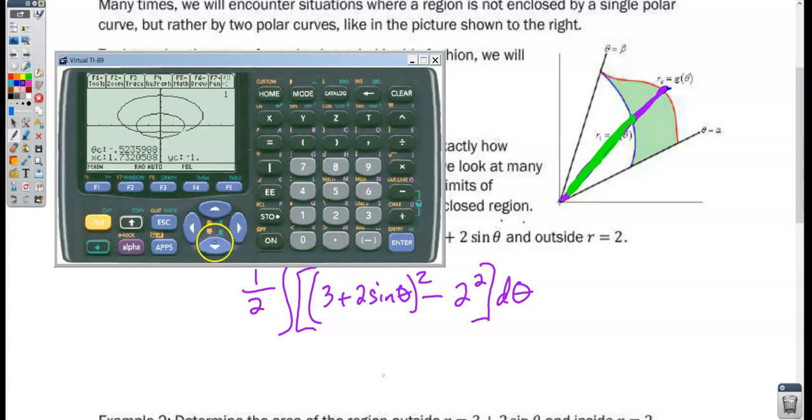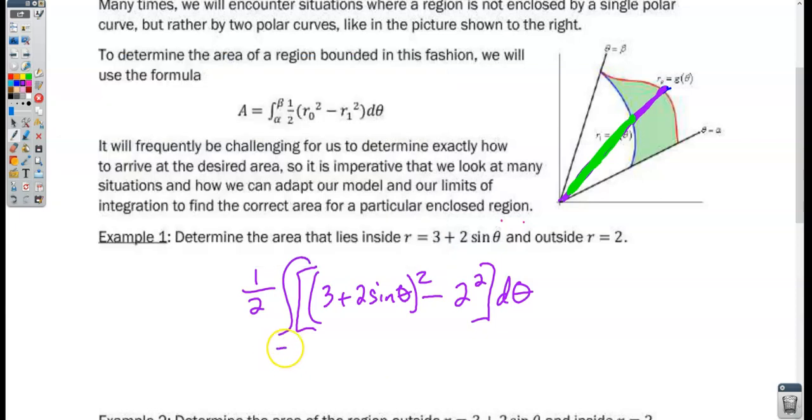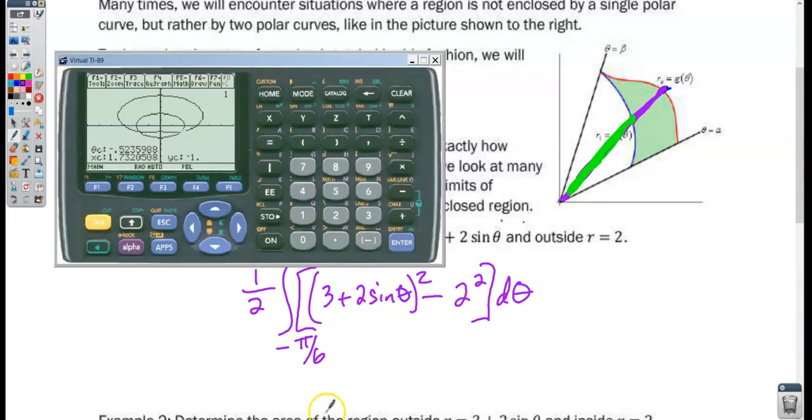And looks like that's the first intersection point. I toggle back and forth between the two curves, and it is. I recognize that that is -pi/6, so that's going to be my lower limit of integration. And if you know how these trig functions work, you should already know the other limit of integration.